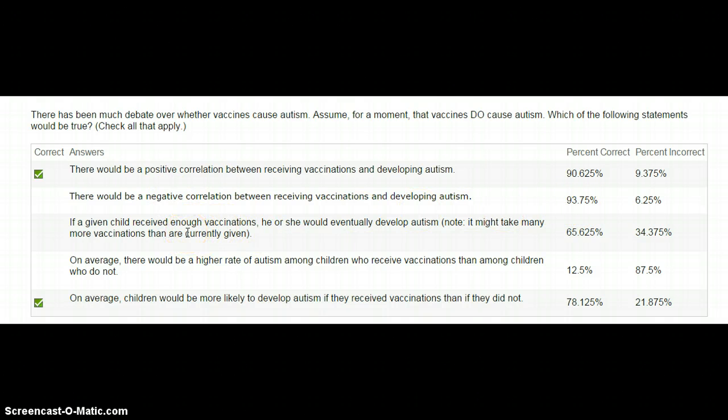This third one also gets to the heart of what a causal relationship is. Just because something causes something else does not mean that it will cause it in all cases. So, for example, smoking causes lung cancer, and we know that. But not everyone who smokes develops lung cancer. Certainly, your likelihood of getting lung cancer is much higher, but it's no guarantee.